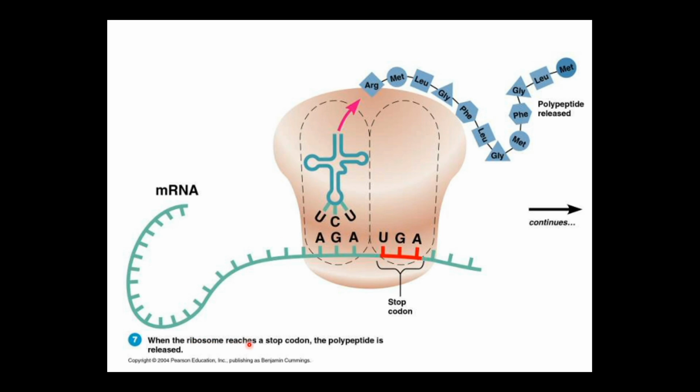Here you will find when the ribosome reaches a stop codon, the polypeptide chain is released. The stop codon is there. It comes on messenger RNA. The process terminates and the newly synthesized polypeptide is released.